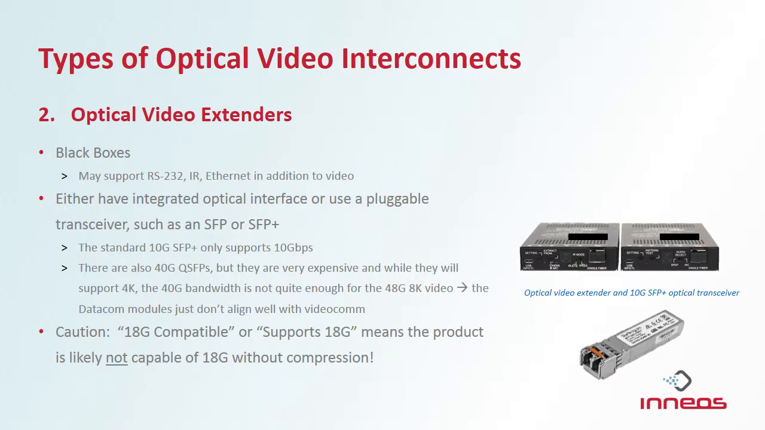The second type of video interconnect that's very common today are optical video extenders. So these are generally black boxes that support not only your video protocol, but also may do RS-232, IR, or Ethernet for control in the same box. They usually have a pluggable fiber interface, although there's a couple of them that have integrated optical interfaces. But one thing to be aware of here is that if they use a standard SFP+ optical transceiver, SFP+ only supports 10 gigabits per second, so unless you have multiple transceivers in there or use a 40 gig QSFP, your data has to be compressed for HDMI.